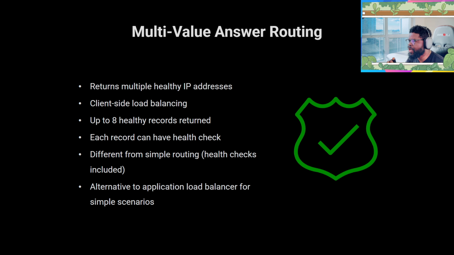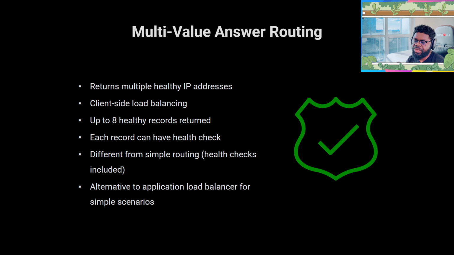Client-side load balancing is also happening, right? Up to 8 records returned. But one thing you need to know is that the first one didn't really talk about health check, but here health check is involved, right? You need to have health checks for those URLs, so that if one of the endpoints or records is bad, it will not be returned as part of the DNS record.